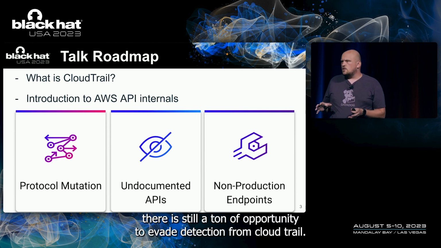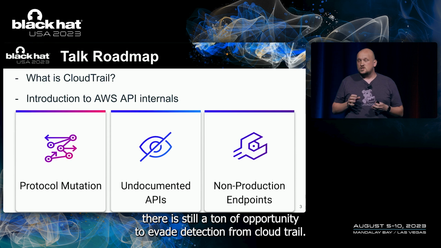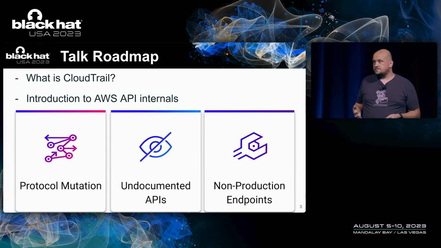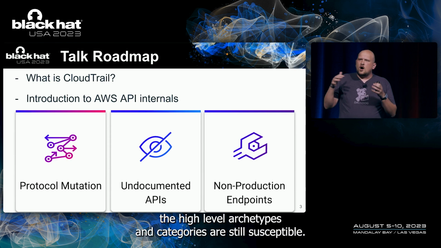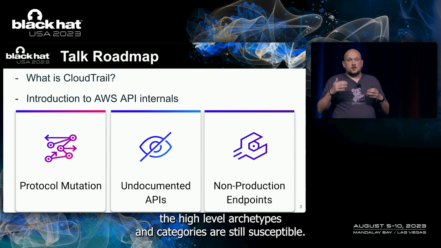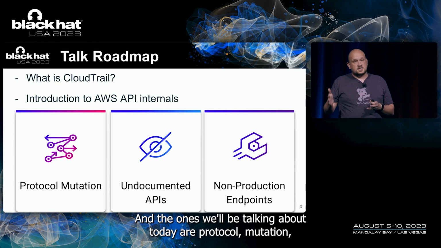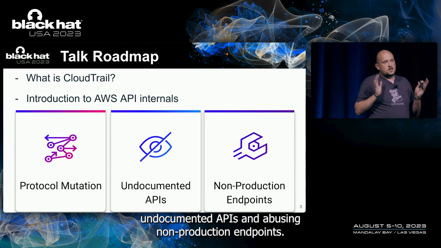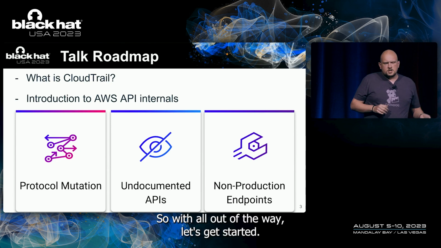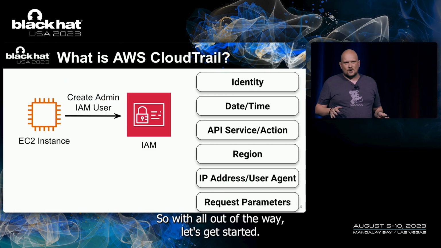And indeed, we'll show there is still a ton of opportunity to evade detection from CloudTrail. While these specific vulnerabilities have been fixed, the high-level archetypes and categories are still susceptible. And the ones we'll be talking about today are protocol mutation, undocumented APIs, and abusing non-production endpoints. So with all that out of the way, let's get started.